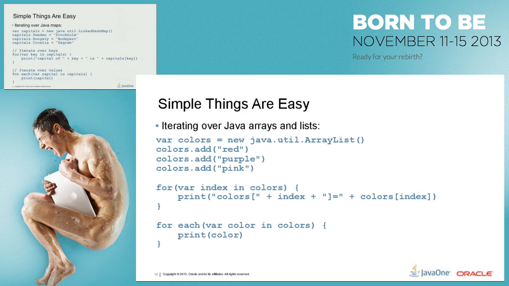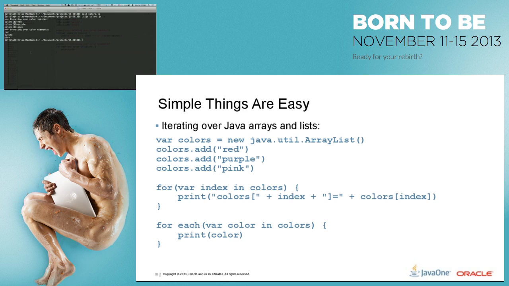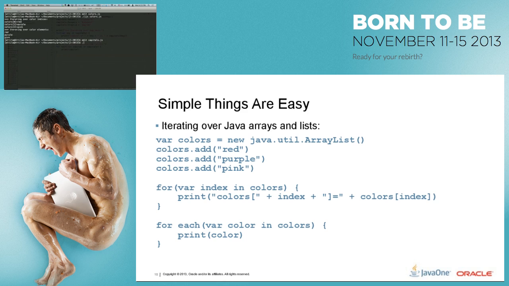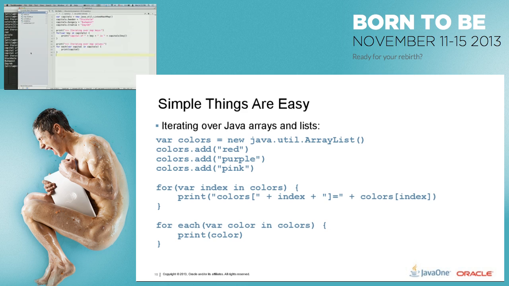Iterating over Java maps, same thing. For iterates over keys of the map, and for each iterates over the values in the map. So, same program. As you can see, it does what it's supposed to. The capitals are chosen as capitals of countries that I have lived in the past. Actually, one is missing, but that's just a small oversight. I would probably have to specify Washington as well.